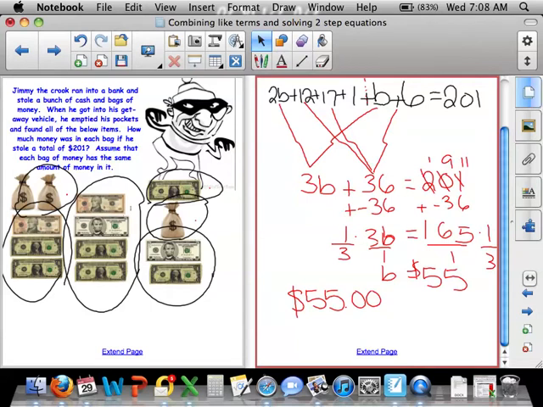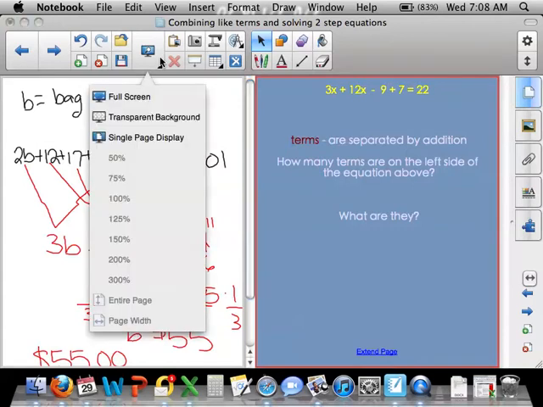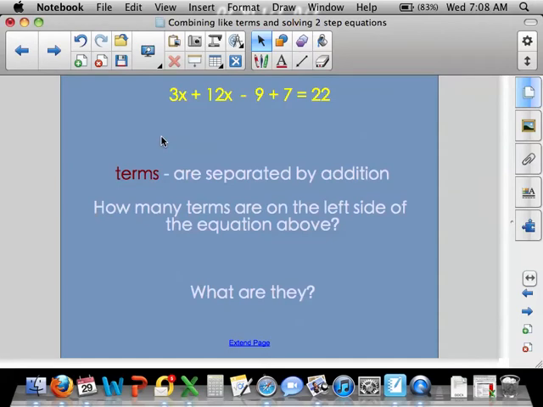Notice that the only difference between a two-step equation and a multi-step equation in this case was that we combined certain things together. Okay? Which brings me to the next thing. A term. Terms are anything separated by addition. So if you look at this example above, we have a bunch of things that are separated by addition. But remember that every time we have a subtraction sign, it's really just adding a negative. So go ahead and change that 12x minus 9 to 12x plus negative 9.